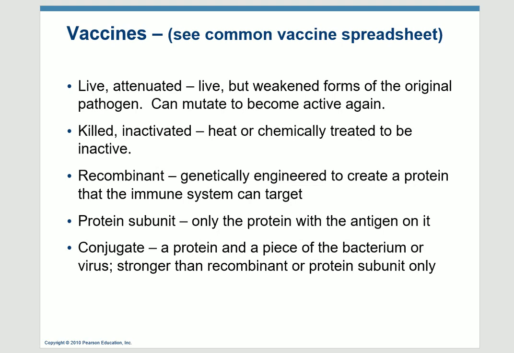The third type is recombinant. So this is a genetically engineered vaccine to create a protein that the immune system can target. So you don't have a whole working copy of the pathogen like in the previous two, rather just protein recognition software should you come into contact with the actual pathogen. So that's what the recombinant piece is. So think genetically engineered, think protein recognition software.